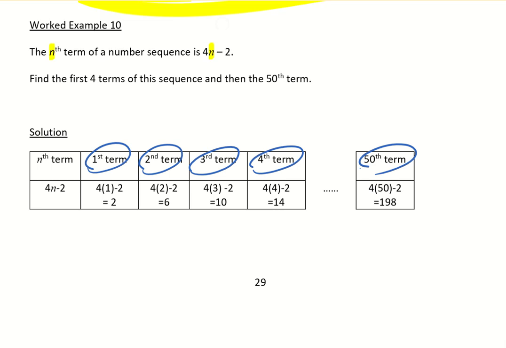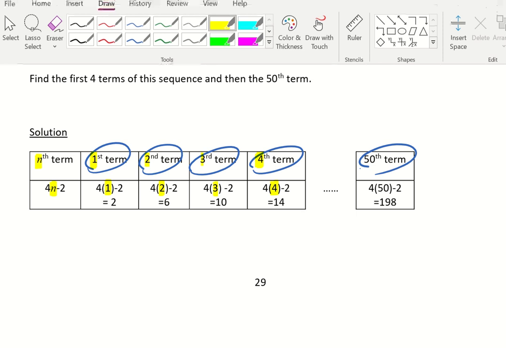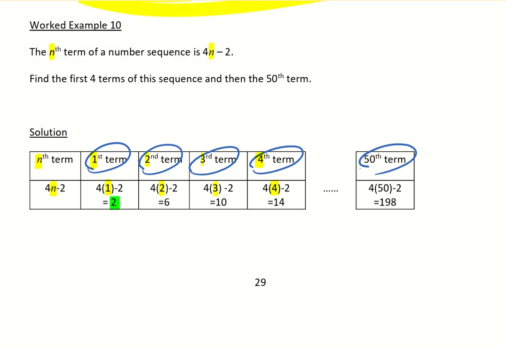Let's start with the first term. Given this formula, 4n minus 2, when n is equal to 1, substitute 1. You get 4 minus 2, which is 2. For the second term, just change the n value to 2. Third term, change to 3. Fourth term, change to 4. So we have now found the first 4 terms. Term number 1 is 2, term number 2 is 6, then 10, and then 14.